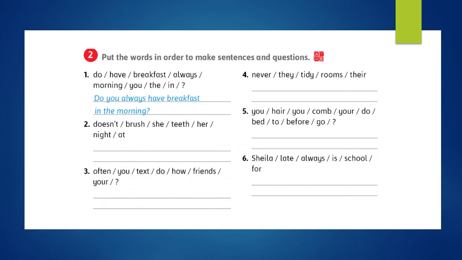Now, let's move to the workbook, page 5, activity 2. Put the words in order to make sentences and questions. Number 1: do, have, breakfast, always, morning, you, the, and. Do you always have breakfast in the morning? Okay, you can pause the video and read the rest of the activity.